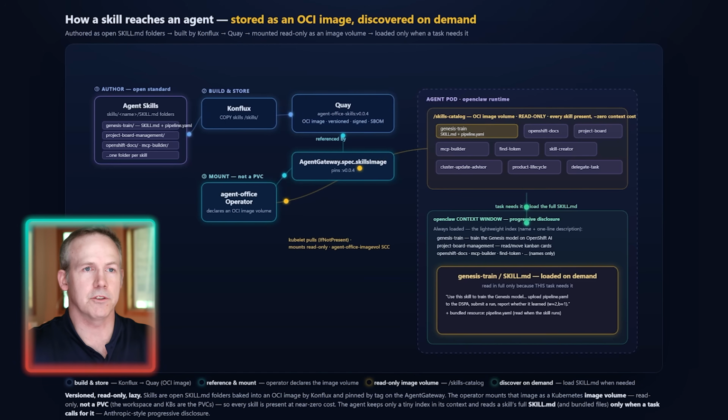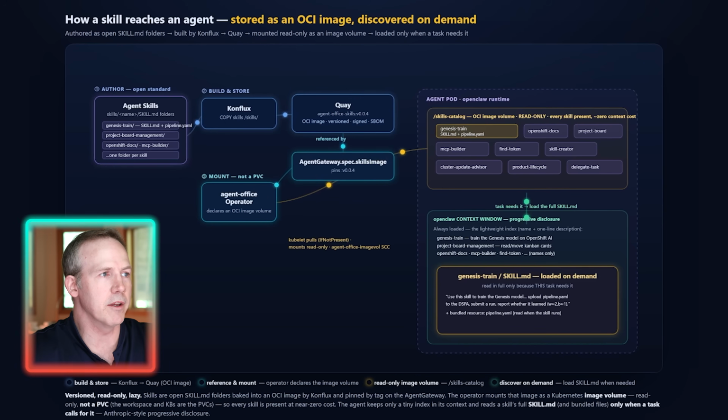And when the agent gets created, it pulls that image down, mounts it, and gives it to the agent. The agent isn't going to put all of those skills at once into its context. It's going to be able to discover those by traversing the directory structure of its skills. So I just wanted to mention that. I think it's worth talking about.